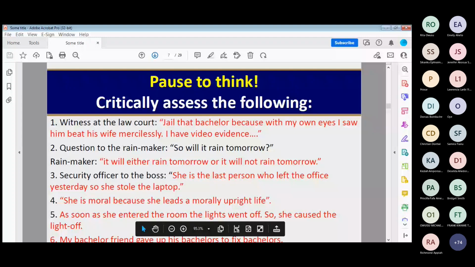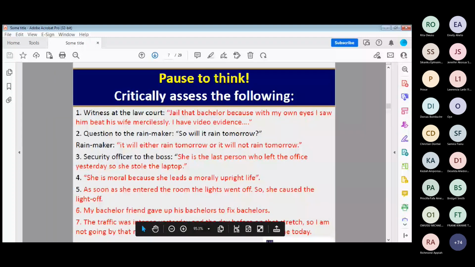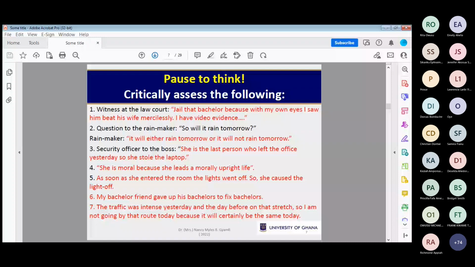Just for you to reflect a little before you even delve into critical thinking proper, we gave certain scenarios. You can see them on the screen now. The one with the bachelor, where the landlady would come and say, I am a witness to how this bachelor beat his wife mercilessly. We said that such a case can be thrown out of court, not because the judge has taken a bribe, but because of the language. It is already false. If the person is a bachelor, then he couldn't have beaten his wife.